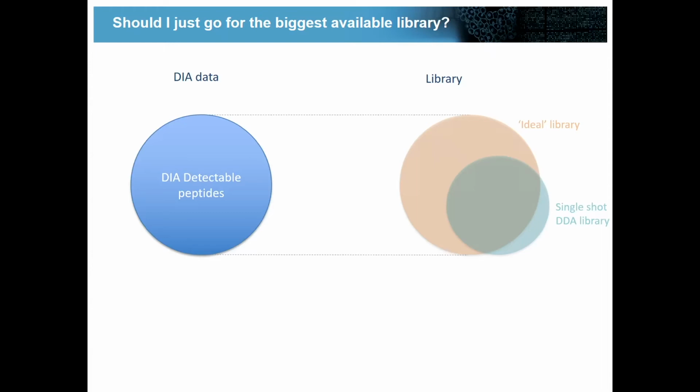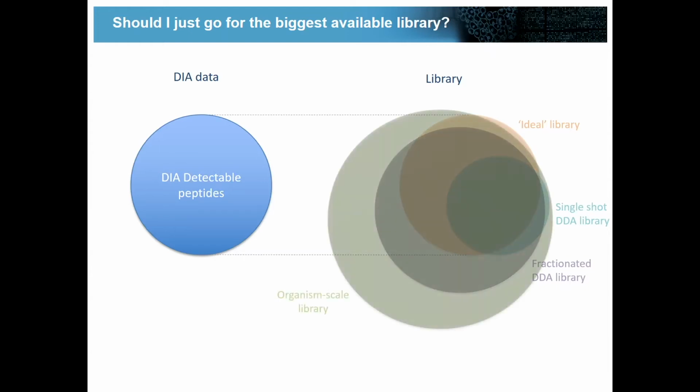So then you say, okay, I'm going to fractionate my library into 24 fractions, I'm going to shoot those by DDA and make a bigger library. So now here's this fractionated DDA library, which should mostly subsume the single shot one, and we increase the chunk of this ideal library that we're getting to, but there still might be something there that you have in this fractionated data that you don't necessarily get in the DIA data. You could go now to the organism scale repositories, and now you cover more of this maybe.